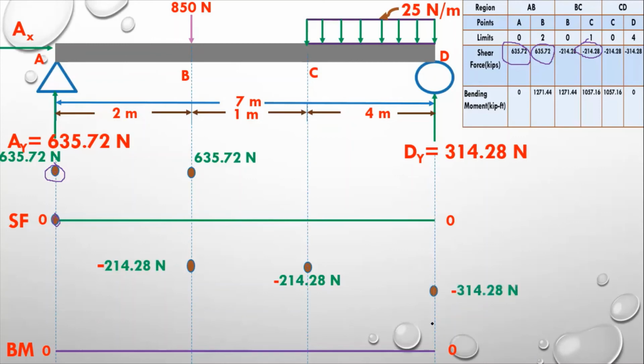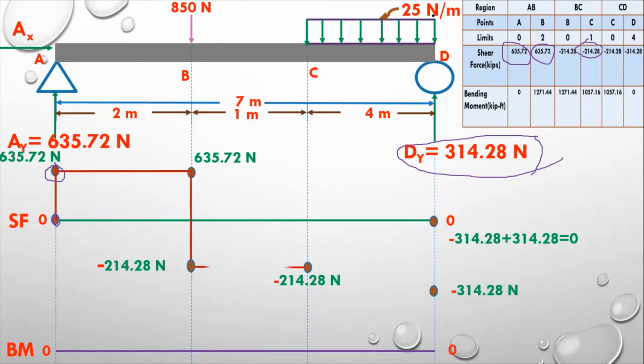So the next value you can see is minus 314.28. It is because of the uniformly distributed load. So we have minus 314.28, and we have the support reaction that is positive 314.28. So when we add both these values, it will come to 0. So the next point is 0, and you can see here this one is coming out to be 0. Now what we have to do is move upward, then straight, then downward, then straight, then inclined, then straight up. So you can see here, next line straight, then goes down, then straight, then inclined line, and then finally it is like this.